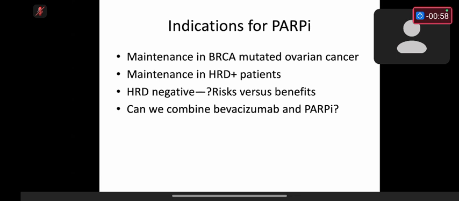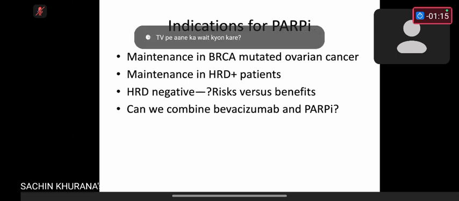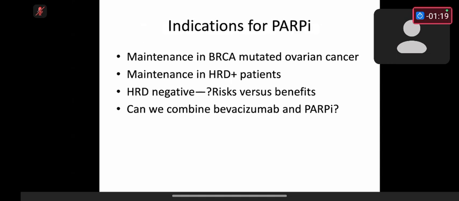So both BRCA mutated patients and those who have a higher genomic scar score, more than 42 defined in the Myriad test, are termed as HR deficient, and we believe that their homologous recombination repair pathway is deficient, and these are the patients who will derive most benefit with PARP inhibitors. So what about HR negative? It is approved by certain agencies, but if we compare the risk versus benefit, they do not go in favor of PARP inhibitors, and that was also proved in that meta-analysis.